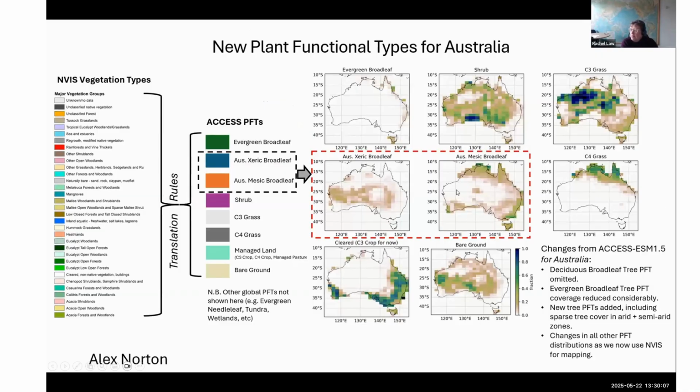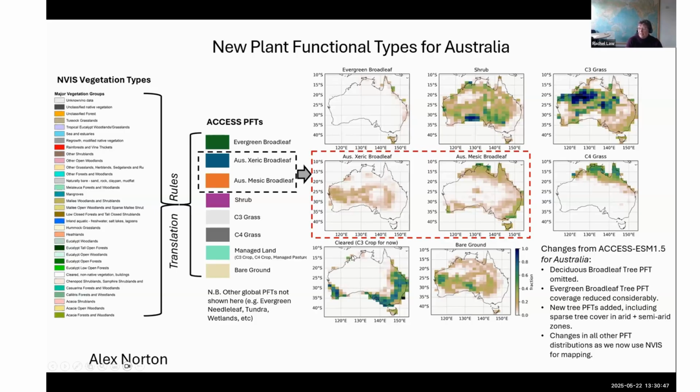What does that look like when you try and map it to our ACCESS grid? So we've got these vegetation types which get combined into the ACCESS PFTs, and then distribution-wise, our Xeric, as I said, is the sort of semi-arid regions. The mesic broadleaf hugs around the coast. We will maintain a bit of the evergreen broadleaf for the very sort of rainforest type trees, and then maintaining some of our other PFTs that we currently use, so shrub, C3, C4 grass.